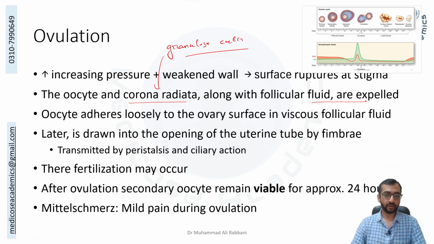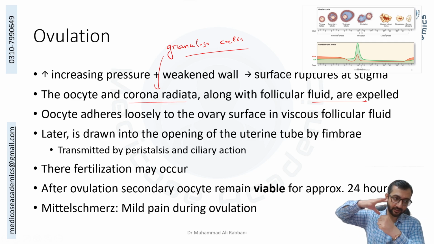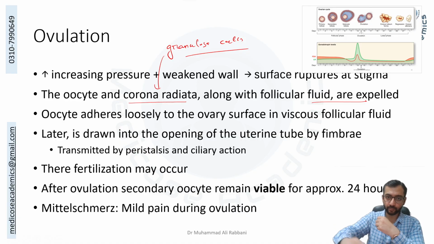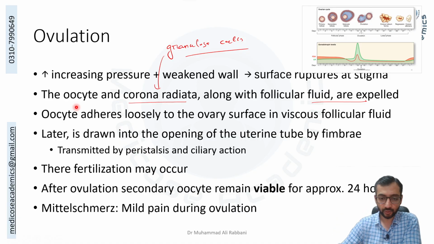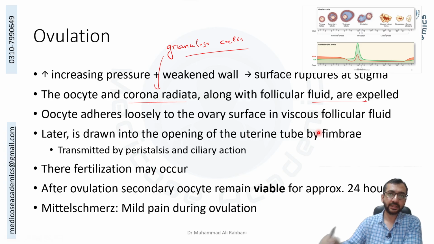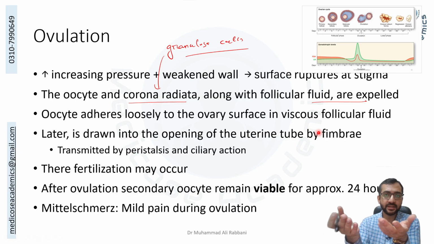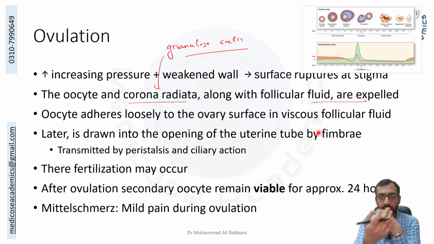Then the fimbria of the uterine tube sweep across the surface of the ovary and pick up that ovum, not follicle, the ovum. It enters the opening of the uterine tube by the fimbria. The tube consists of epithelial cells containing cilia on its surface. They continuously beat, and moreover, there is peristalsis, or muscular activity, going on in the oviduct that pulls the ovum inside.